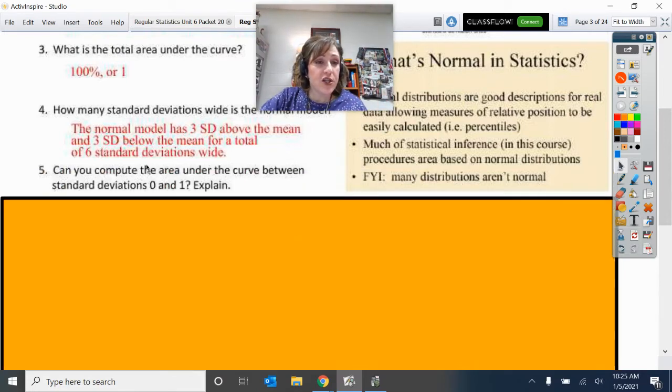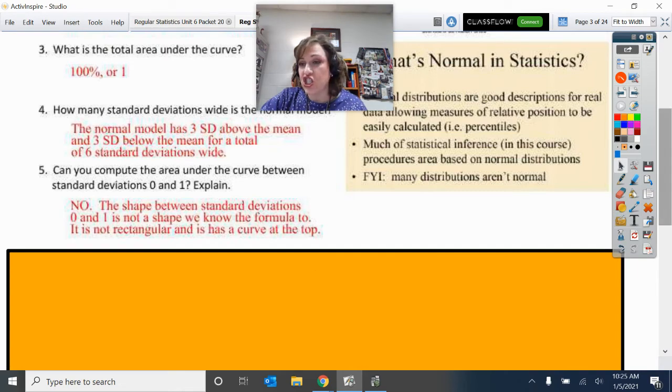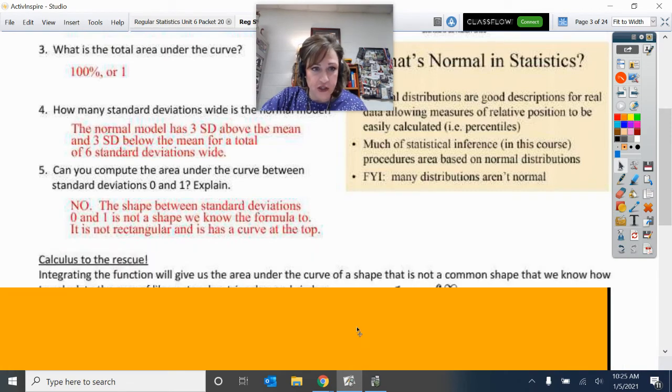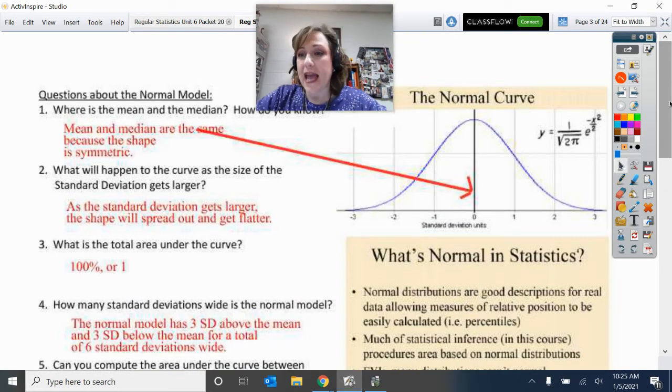All right. Can you compute the area under the curve between the standard deviations 0 and 1? So let me see if I have a picture down here. If we were to literally try to compute the area in this section, we don't mathematically have the tools to be able to do that. And the reason is because this is not a perfect rectangle.